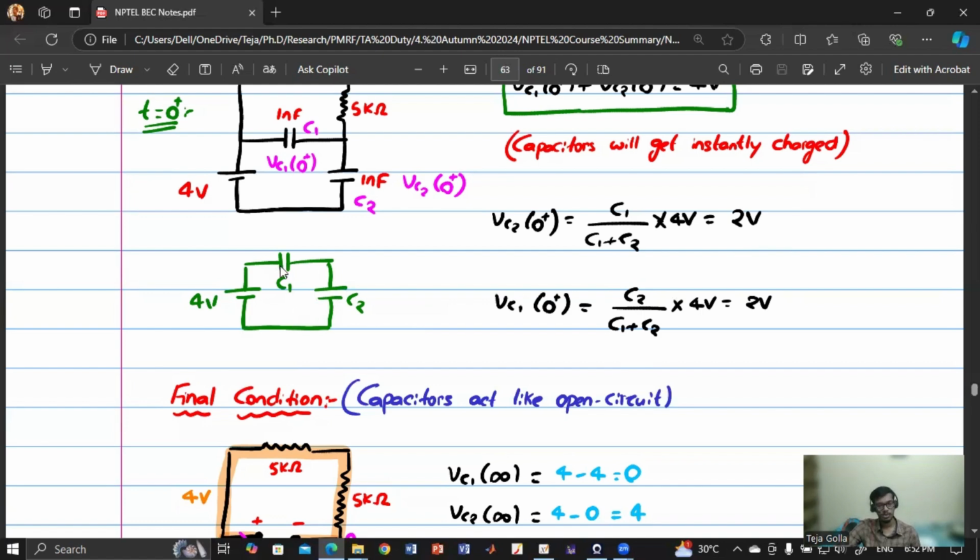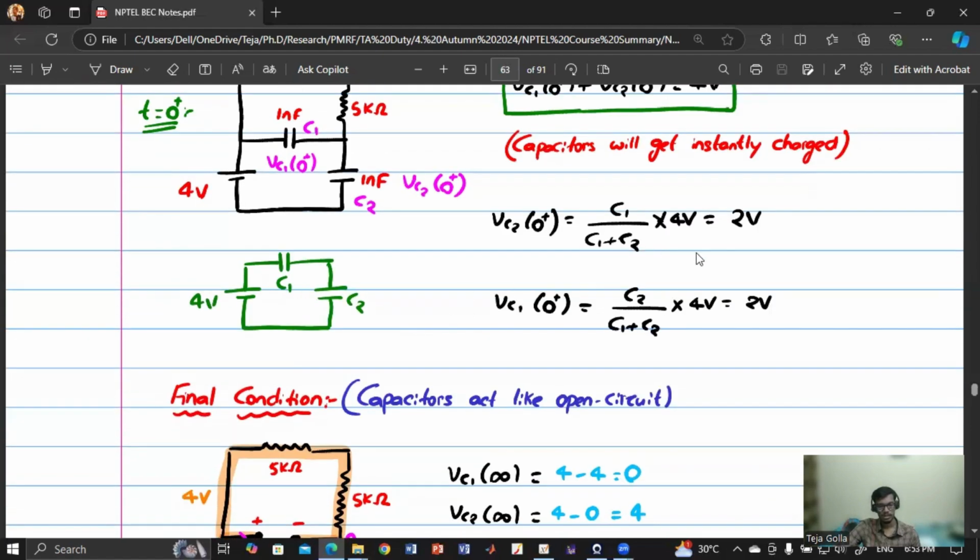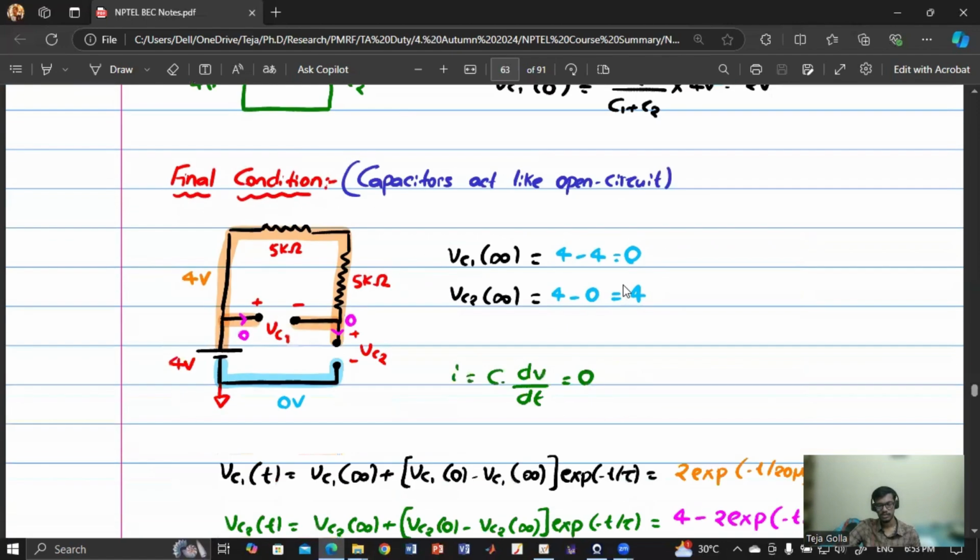So whenever there are two capacitors connected in series, then for calculating the initial condition, you have to understand that these capacitors will get immediately charged, and the voltage division happens similar to the resistors. So the voltage across C1 will be C2 by C1 plus C2 and voltage across C2 will be C1 by C1 plus C2. And that's how you get the voltage initial condition. Is that clear?